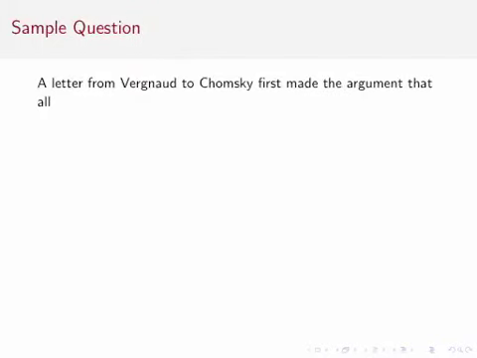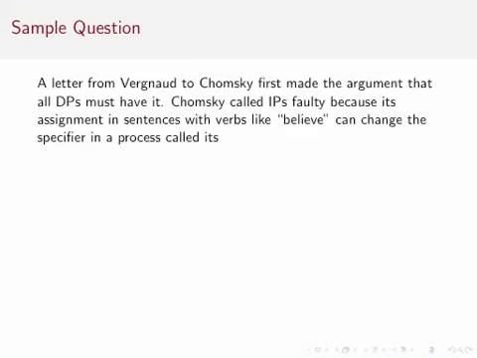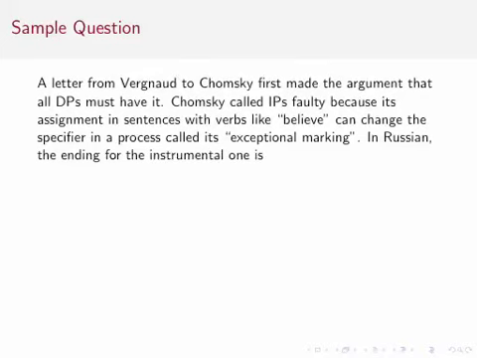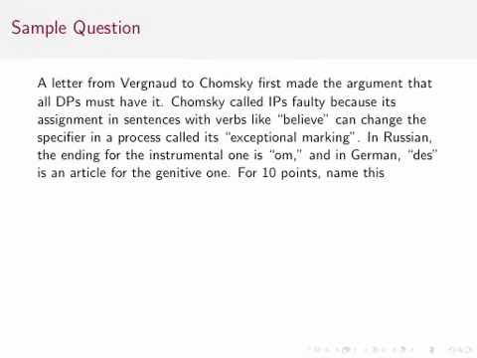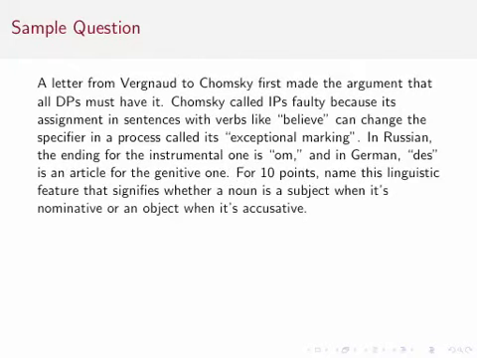A letter from Bernard Chomsky first made the argument that all DPs must have it. Chomsky called IPs faulty because its assignment in sentences with verbs like believe can change the specifier in a process called its exceptional marking. In Russian, the ending for the instrumental one is and in German, des is an article for the genitive one. For 10 points, name this linguistic feature that signifies whether a noun is a subject when it's nominative or an object when it's accusative. And the answer here is case.